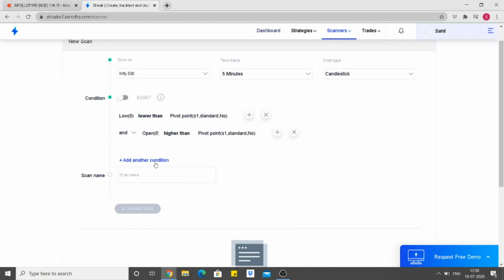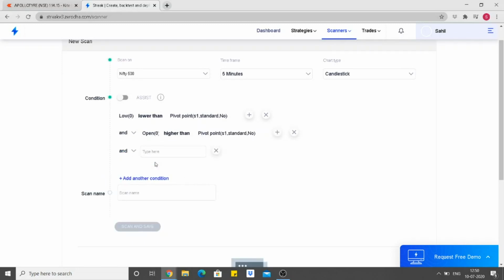So what is an indication of a bullish move? One of the most primary indications is simply a green candle. So that is what our third condition is going to be. We are going to condition the scanner to only show us green candles that satisfy the above conditions. So the close is going to be higher than the open price. We give a name to the scanner.